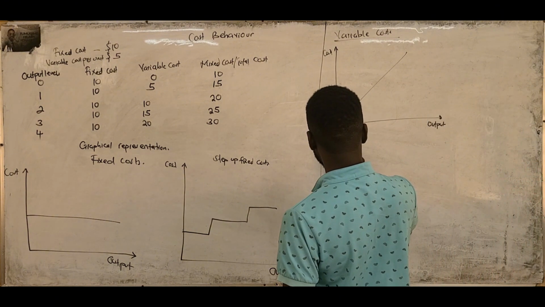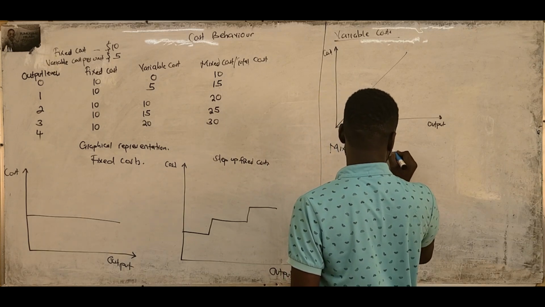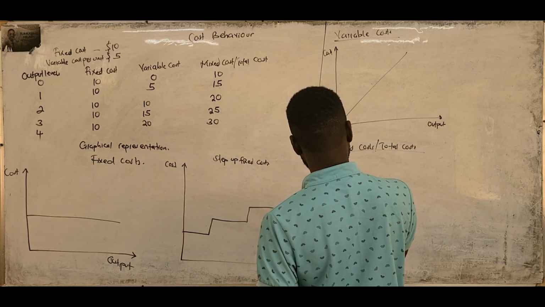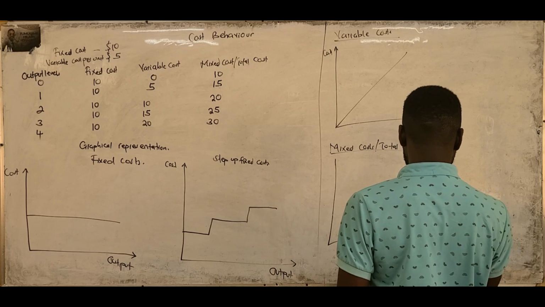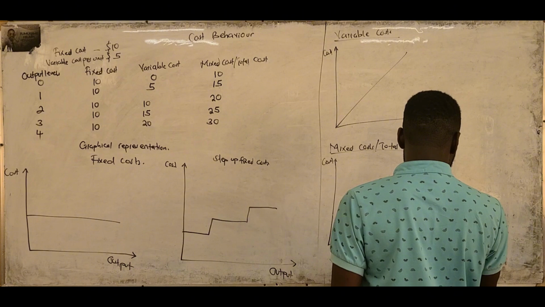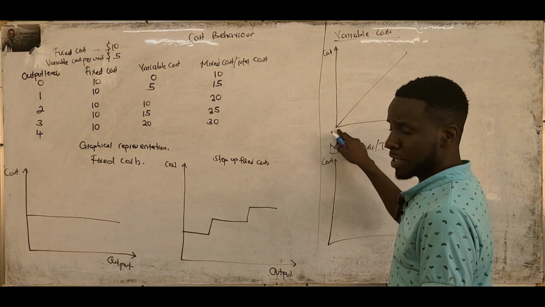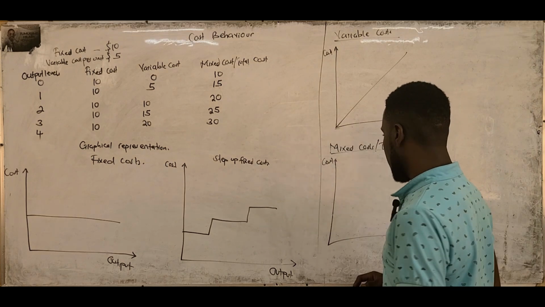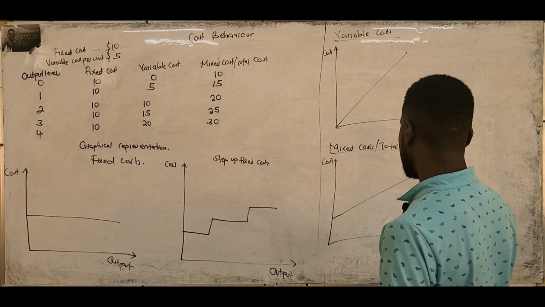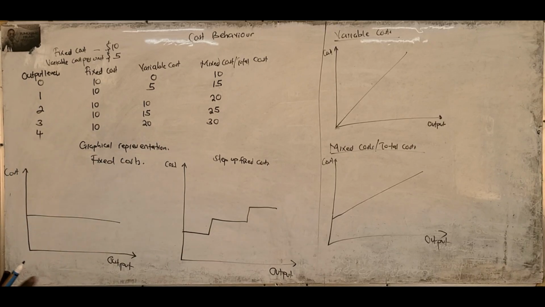And then when it comes to the mixed costs or total costs, they look like this. Still the same way, we shall have our cost here, and then we shall have our output. Now, I see where variable costs are starting from. The variable costs start from the 0 mark, but the mixed costs don't start from the 0 mark. So these are what they call the mixed cost. So this is how cost behaves, ladies and gentlemen.